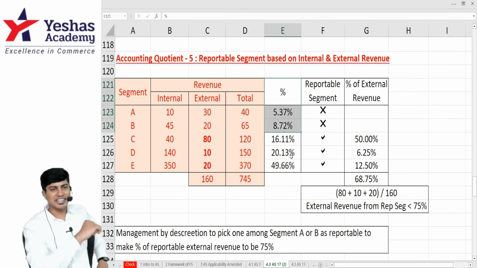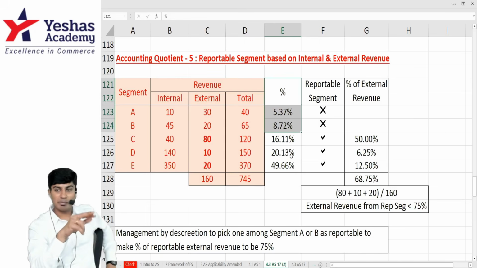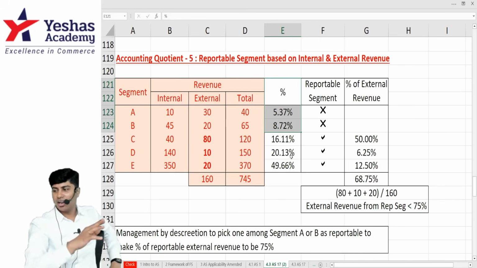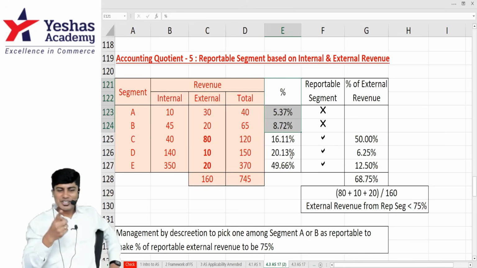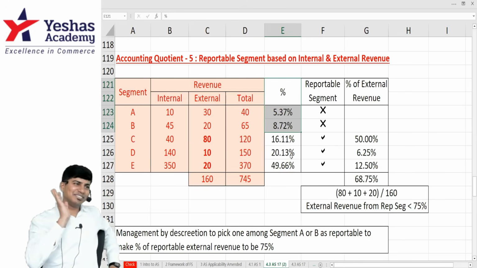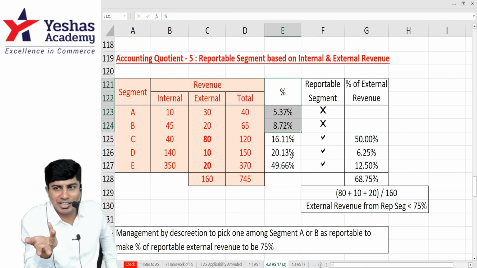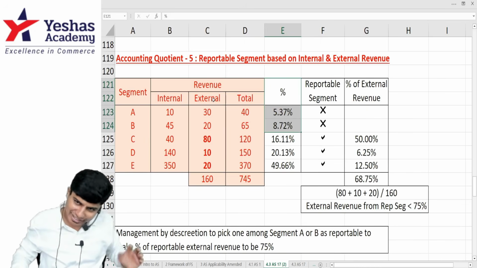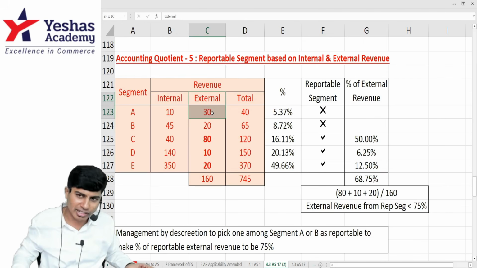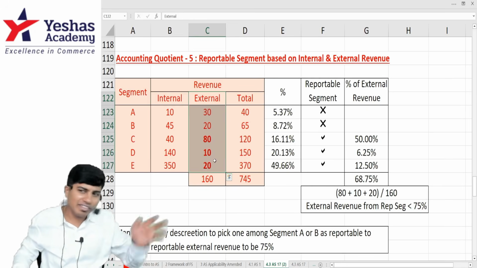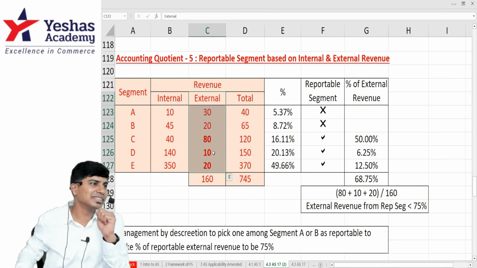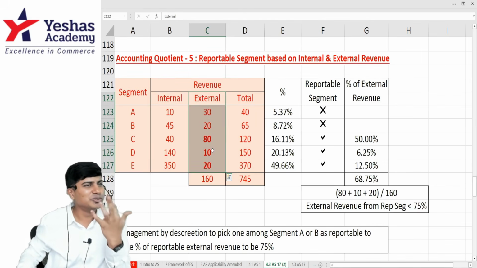Very good question. Dikshita is asking, sir, what if we take A and B? Still it doesn't come to 75. Total 100% means if you take A, B, C, D, it should come to 100, right? So 100 will come. Mathematics, if not, mathematics will become incorrect. Take a calculator, do 30 plus 20 plus 80 plus 10 plus 20, divided by 160. If you do it, it will become 100%. That total only is that.